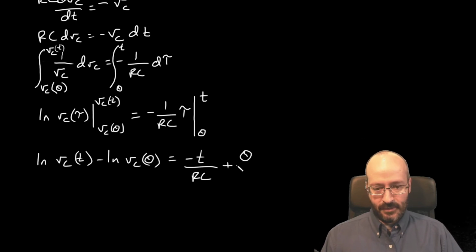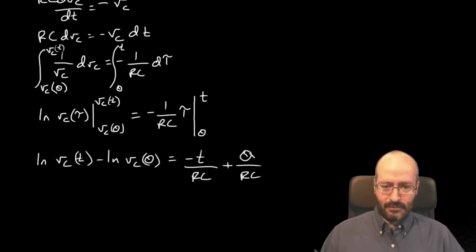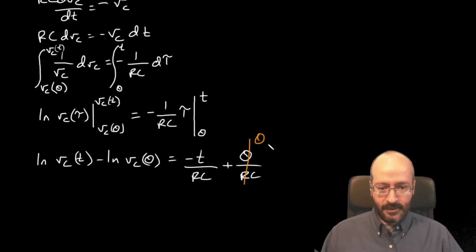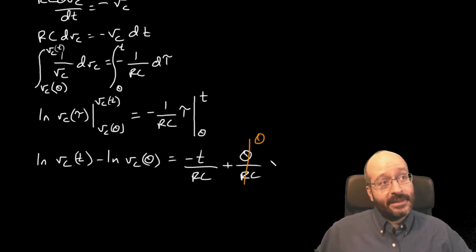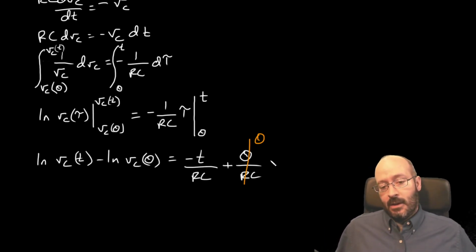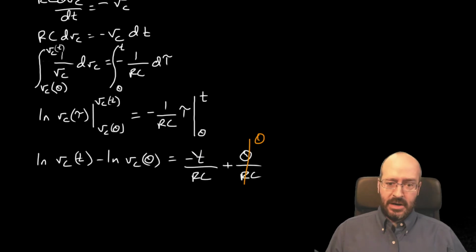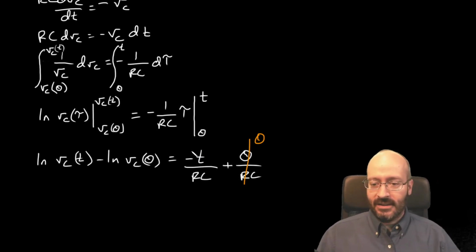Okay, 0 over RC. So this term drops out. We don't really need it, right? That goes to 0. It doesn't matter what the denominator is. So the right-hand side is looking manageable. It's pretty good, right? Negative t over RC. I can live with that.